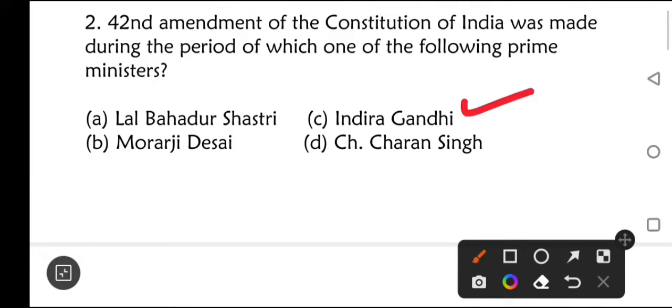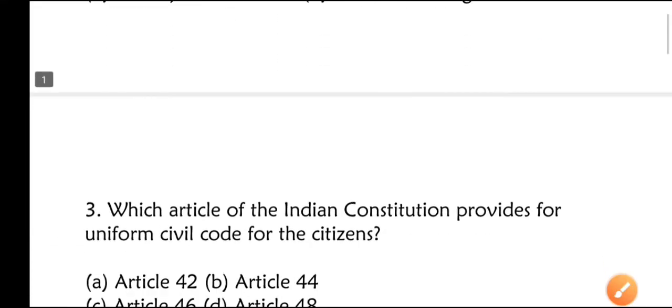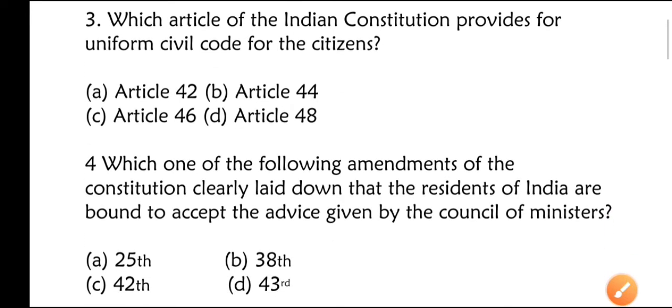It was in when? It was in 1976. 42nd Amendment of the Constitution. It is also called mini Constitution because many provisions and acts were amended in that amendment. It was during emergency.